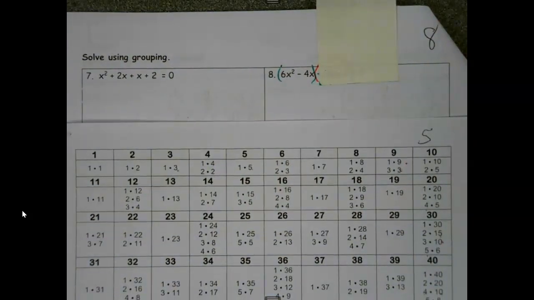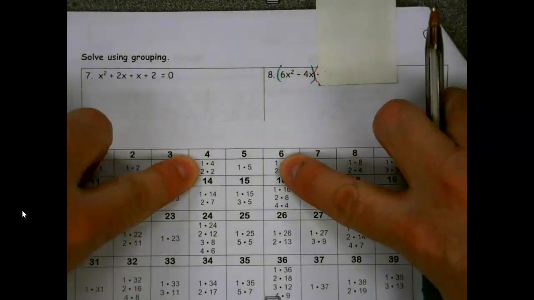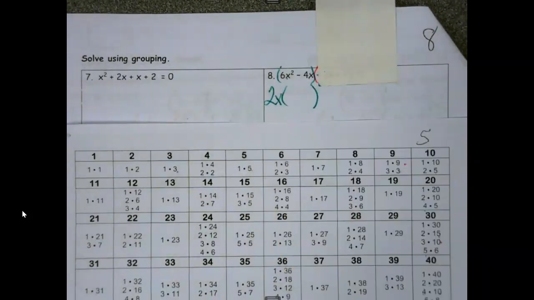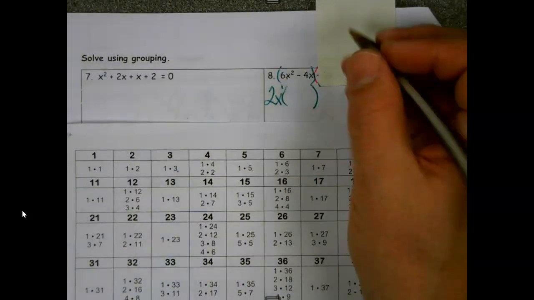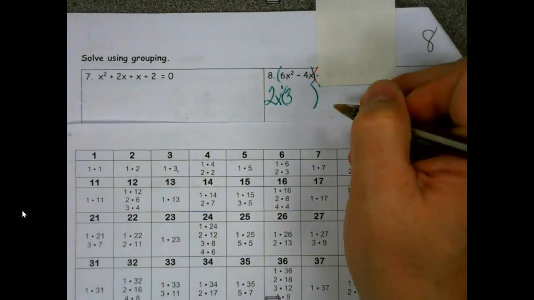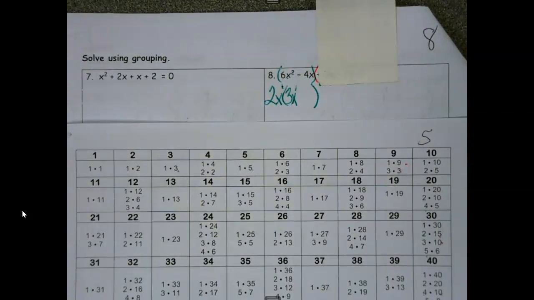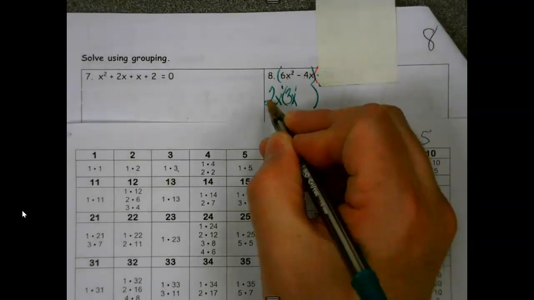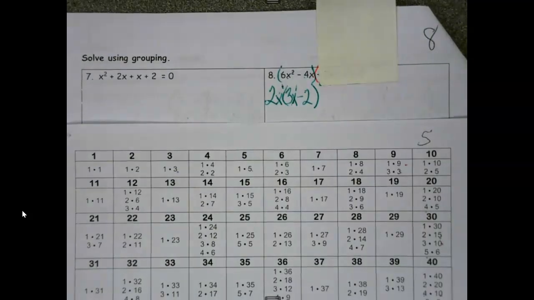6 and 4, what do we have in common? 2 and an x. You know the drill from here. 6 divided by 2 is 3. x squared divided by x, 2 minus 1, because that's what we do with exponents, is 1. Careful with your signs. Negative 4 divided by 2 is negative 2. And 1 minus 1 is 0.